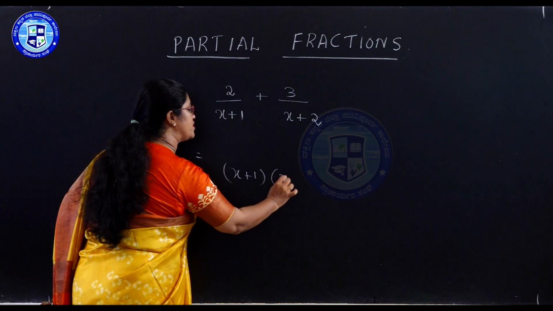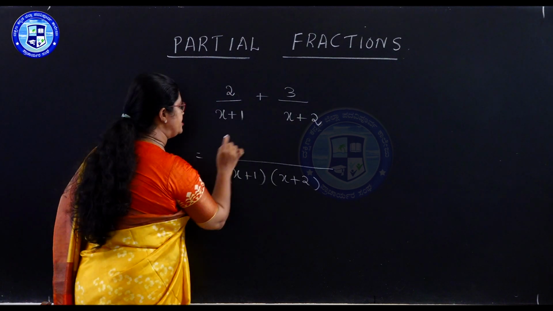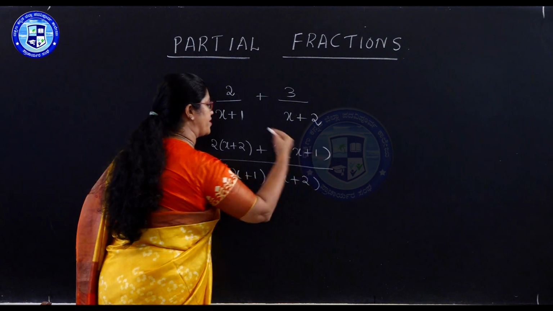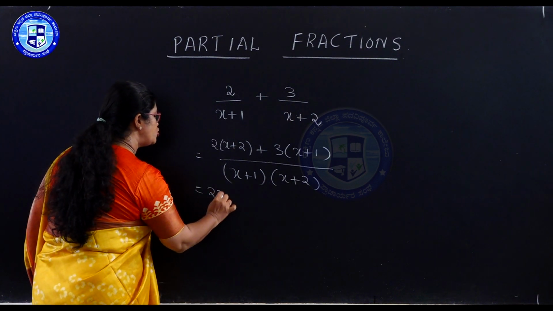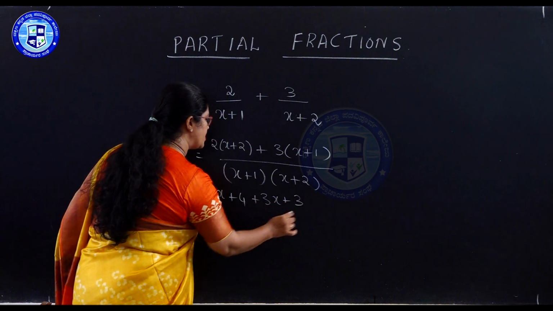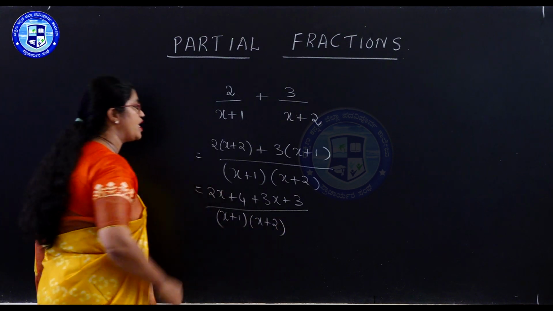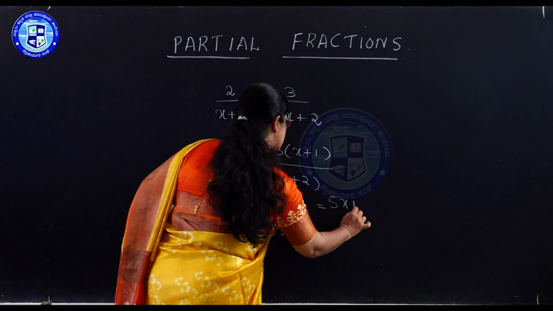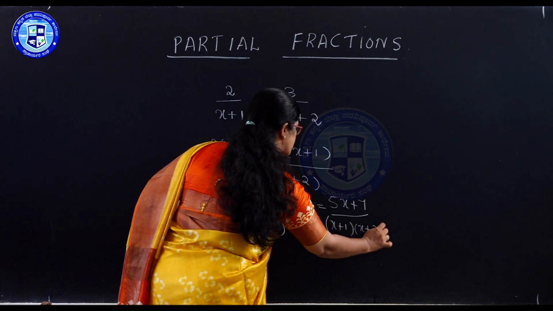The LCM is x plus 1 and x plus 2, and in the numerator 2 into x plus 2 plus 3 into x plus 1. If I quickly expand this, what will I get? 2x plus 4 plus 3x plus 3 divided by x plus 1 into x plus 2, and this will give me 5x plus 7 divided by x plus 1 into x plus 2.